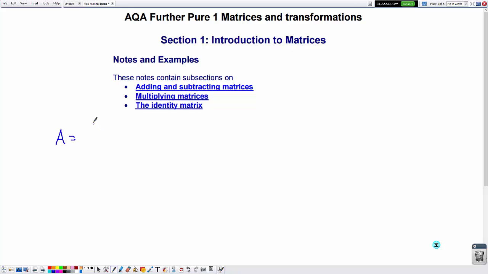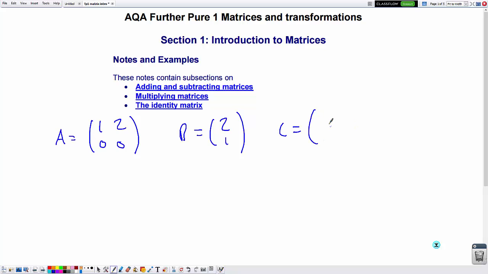So A could be the matrix, let's say 1, 2, 0, 0. And let's make another matrix. B could be the matrix 2, 1. And let's say C is the matrix 0, 0, 0, 0, 0, 1. Okay, so all three of these are matrices.